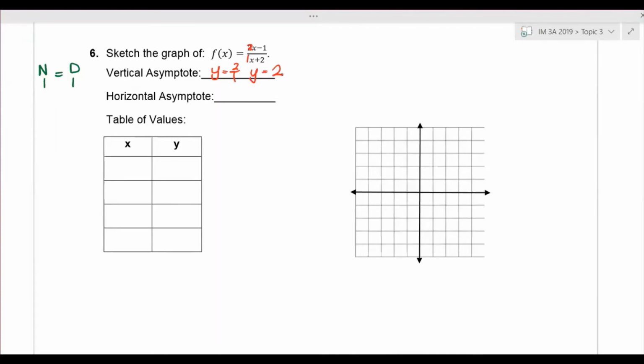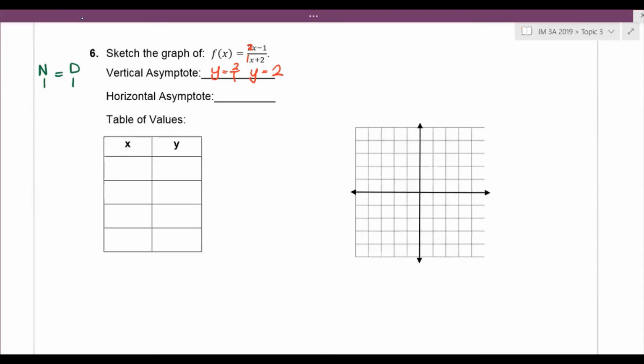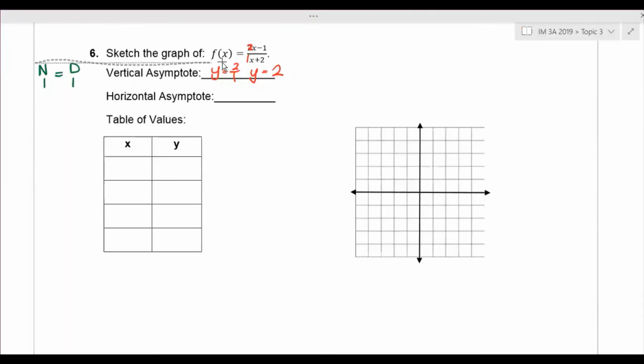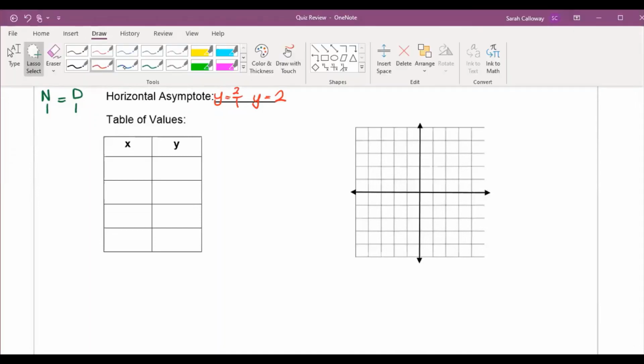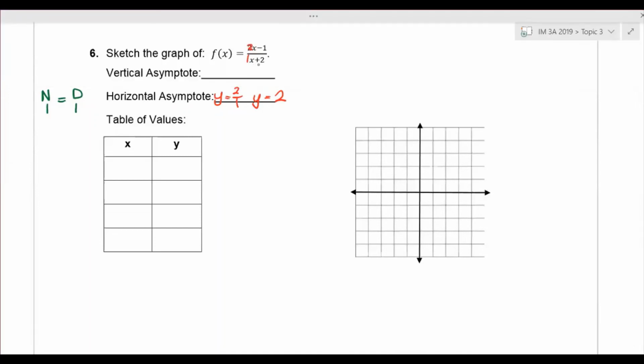Oops, I wrote that in the wrong spot. So that's for the horizontal asymptote, not for the vertical asymptote. Let me move all that down. Okay, so for the vertical asymptote, we're looking at the denominator. And so our denominator is x plus 2. If we take x plus 2 and set it equal to 0, that means that -2 is going to be the 0 of that. So our vertical asymptote is that x equals -2.